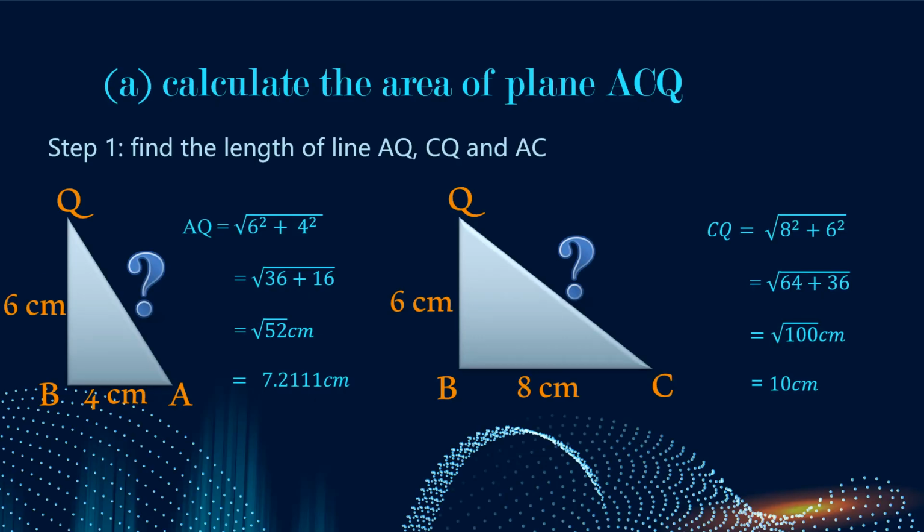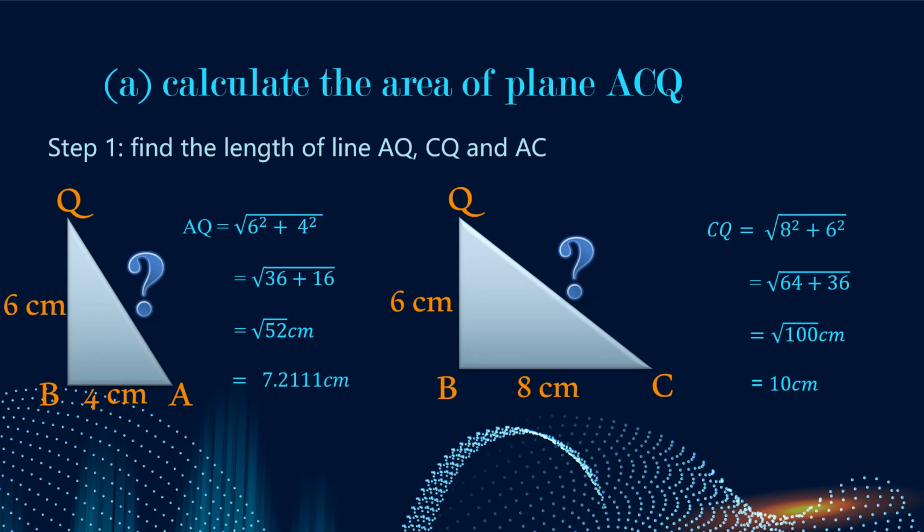Now, how do you calculate the area of plane ACQ? Don't worry, I will help you. It's so easy. So first, step 1, find the length of line AQ, CQ, and AC. But how do we find those lengths? It's so easy. You just need to use Pythagoras theorem there.